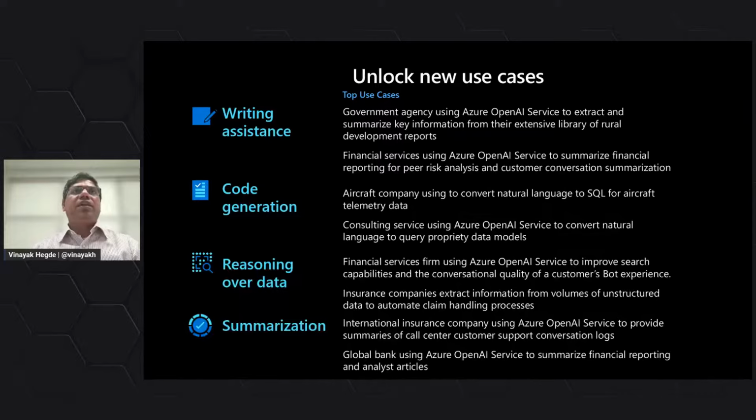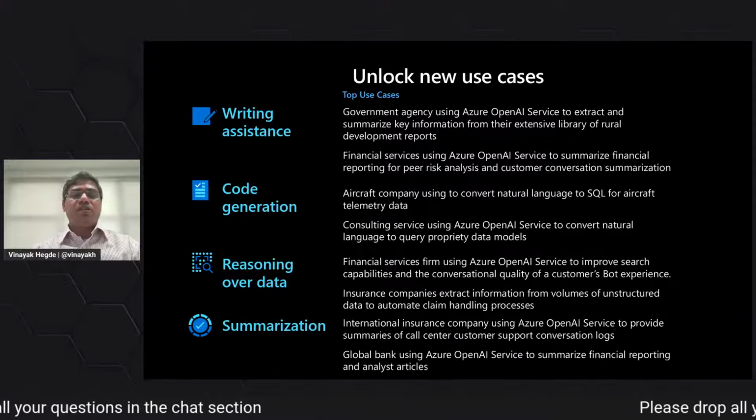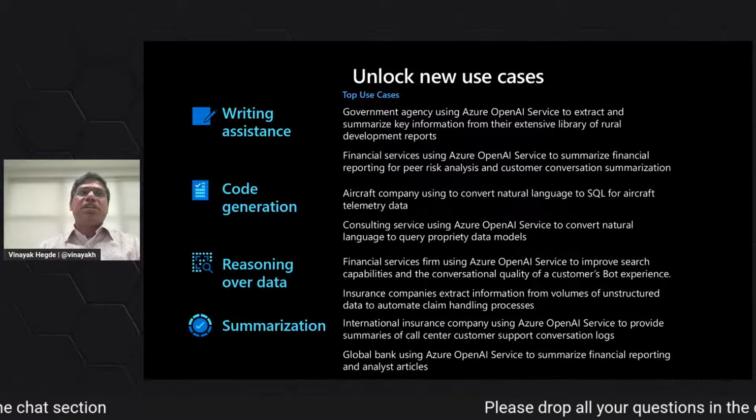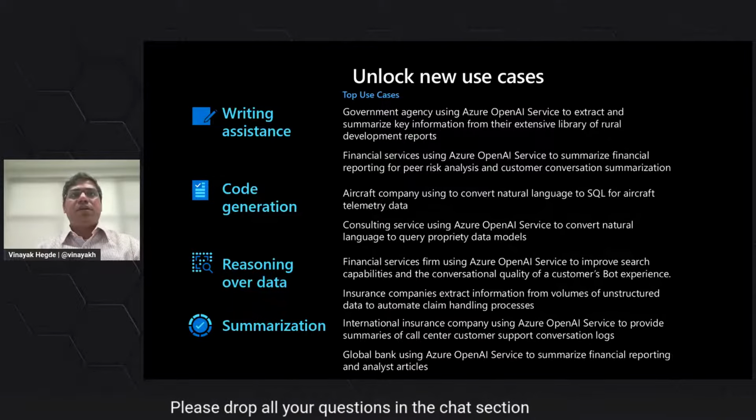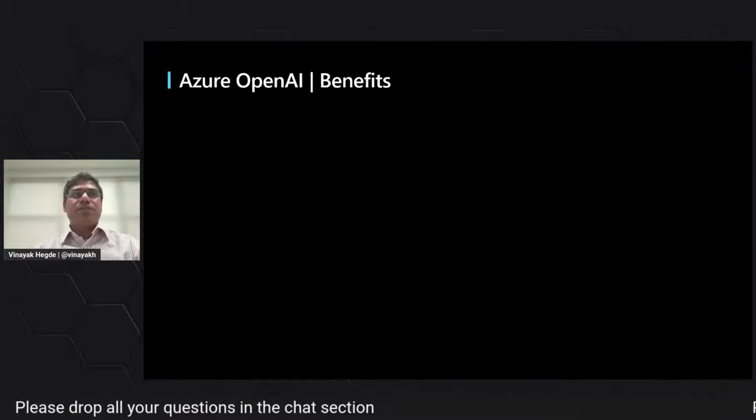So again, there are top use cases where, as you can see on the screen, government agencies, financial services, aircraft companies, and consulting services are using it to convert natural language to query appropriate data models. There are also international insurance companies that I talked about using Azure OpenAI to summarize financial reporting or provide summaries of call center support. So there are all of these different use cases across a variety of industries, and many times they are chained together and used with other Azure services as well.